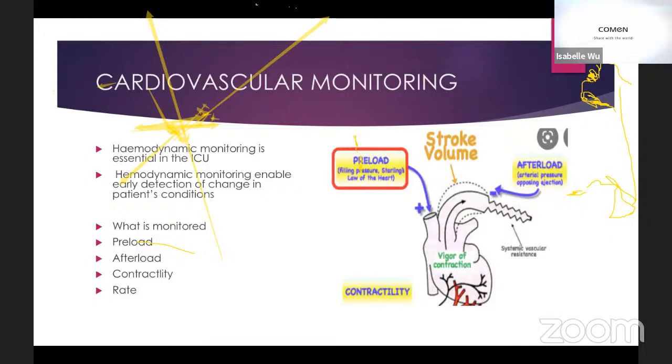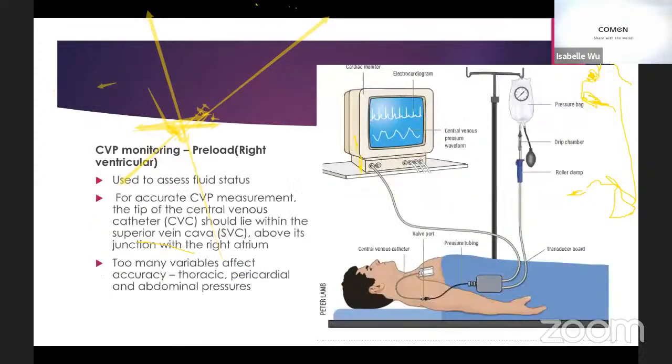And when we think about hemodynamic monitoring, we're thinking about the 4 components, which are preload, afterload, contractility, and the rate. Now we have the rate covered using the ECG, and we've talked about that. So let's talk about preload. Basically, you want to know how well filled your patient is. What's the volume status of your patient?